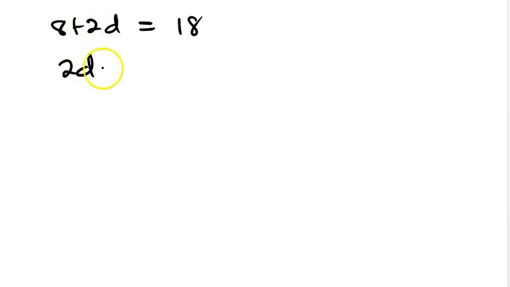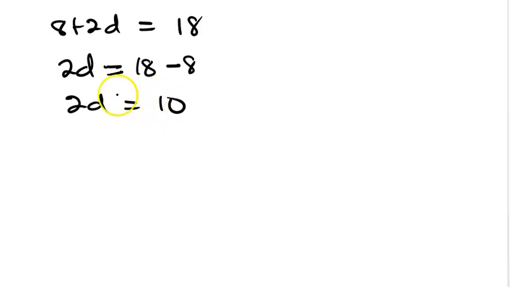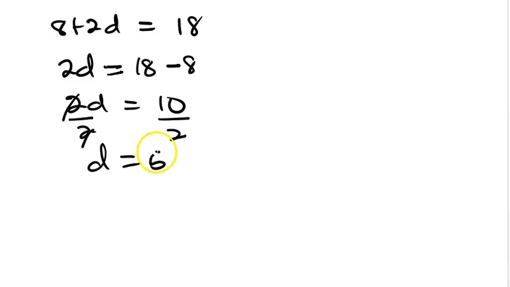Let's bring the D here. So we can equate 8 plus 2D to 18. We want to find D. Let's send this 8 to this side: 18 minus 8, so 2D is equal to 10. Divide both sides by 2. D is equal to 5.